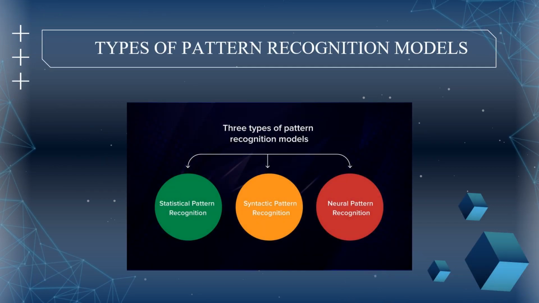Next, we can see various types of pattern recognition models. There are mainly three types of pattern recognition models: statistical pattern recognition, synthetic pattern recognition, and neural pattern recognition. In this presentation, we look mainly into statistical pattern recognition.